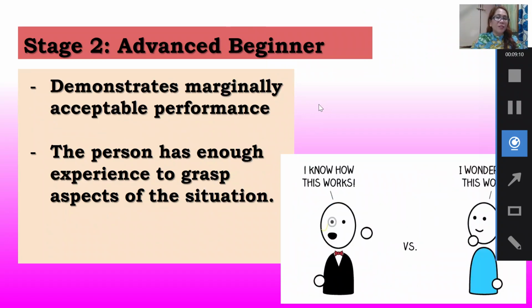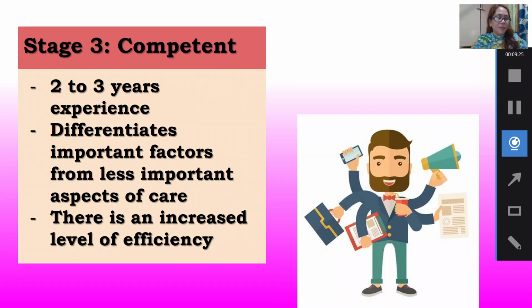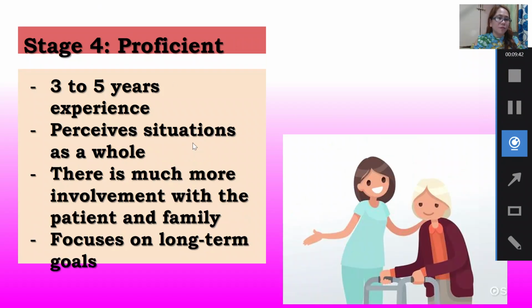Second one is the advanced beginner. So, when you say advanced beginner, a person can demonstrate a marginally acceptable performance, and the person has enough experience to grasp aspects of the situation. And competent. So, at least 2 to 3 years experience in a specific area, and can differentiate important factors from less important aspects of care. There is an increased level of efficiency in this stage. And in stage 4 is the proficient.